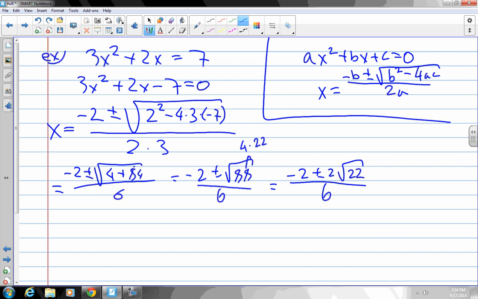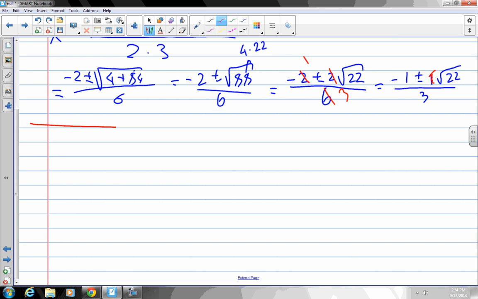Right? Now I can reduce it by 2 because everything is a multiple of 2. 2, 2, and 6 will become 1, 1, and 3. No reason to write that 1. Just divide everything by 2. So that becomes 1, that cancels, and that's a 3. So that's our answer: negative 1 plus or minus the square root of 22 over 3. How many solutions is that? 2 real solutions.